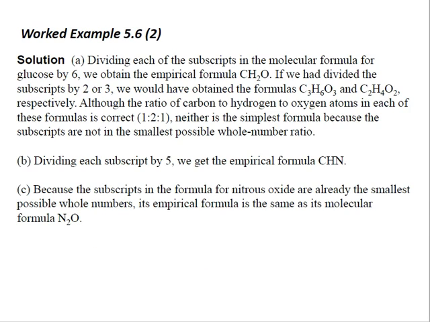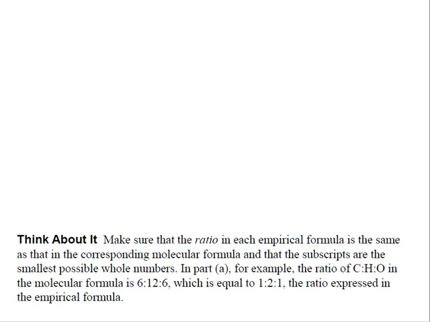Just to distinguish, a molecular formula gives us exactly how many elements we have in the compound. An empirical formula gives us the smallest whole number ratio. So last thing to think about is make sure that our ratio in each empirical formula is the same as that in the corresponding molecular formula, and that the subscripts are the smallest possible whole numbers. In part A, for example, the ratio of carbon, hydrogen to oxygen was 6 to 12 to 6, which is 1 to 2 to 1.